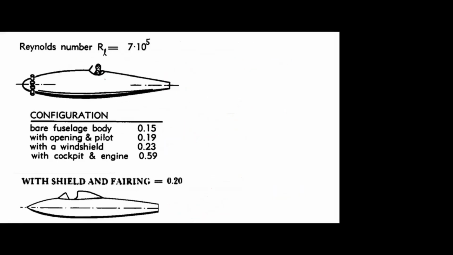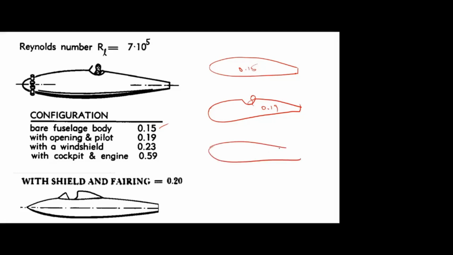And here, fuselage design. If you take the fuselage alone, like an airfoil structure, then the drag is 0.15. Okay, and there is an opening in the fuselage. Also, if you attach the pilot, then the drag is increased to 0.19. And in the same fuselage, if you provide the windshield, then it is increased to 0.23.